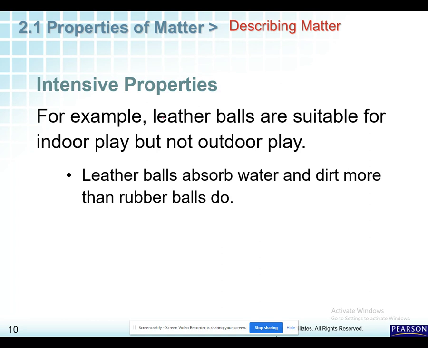So we're looking at the basketball example. Leather balls are actually going to be suitable for indoor play and not outdoor. The reason is leather balls like to absorb a lot of water and dirt, and then those basketballs get really gross and disgusting and they start to smell, so we don't use them for outside.